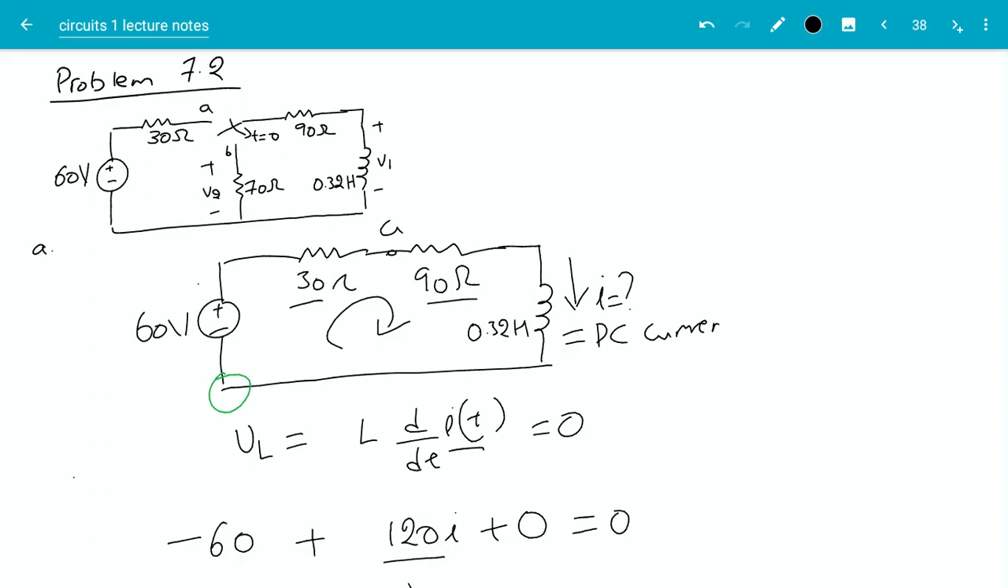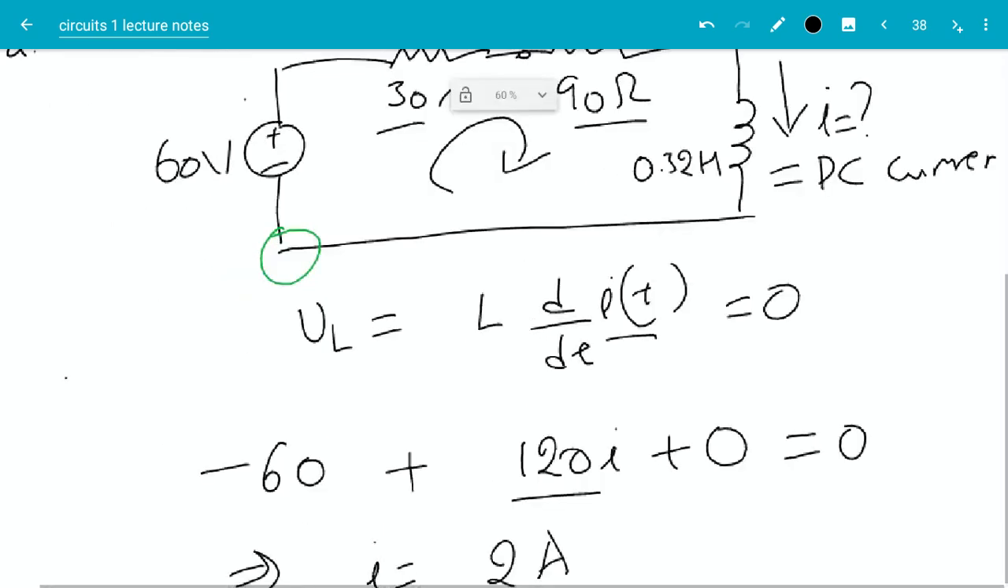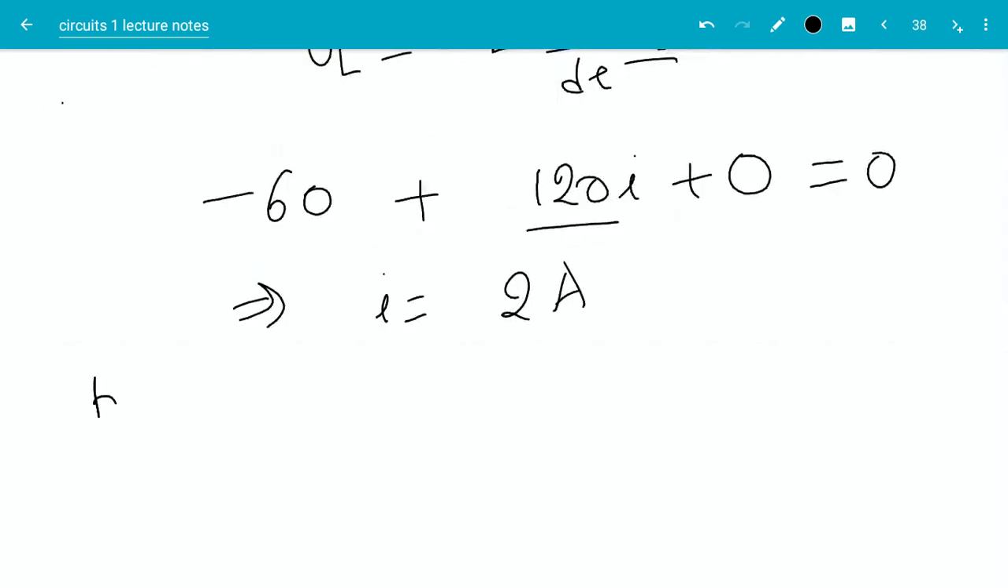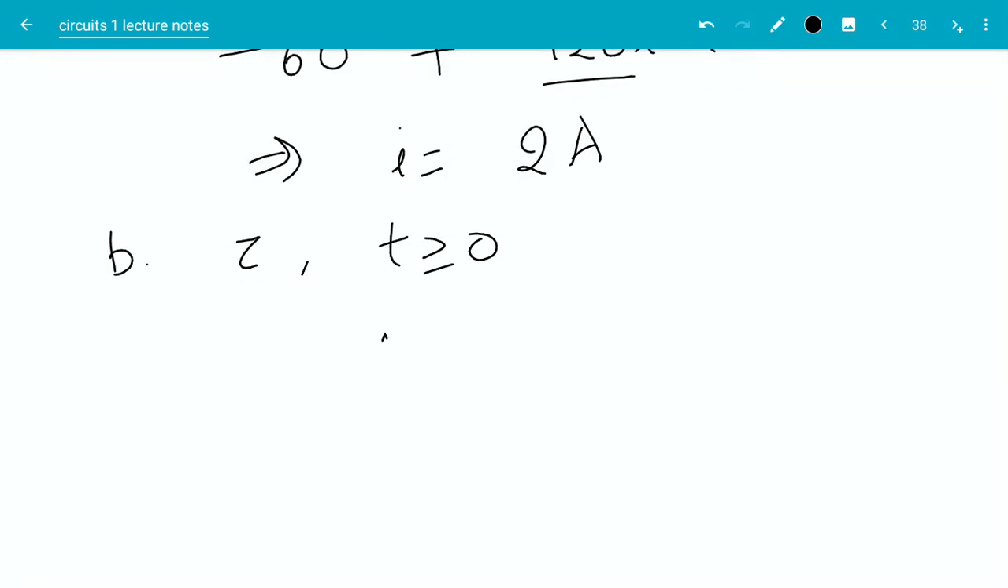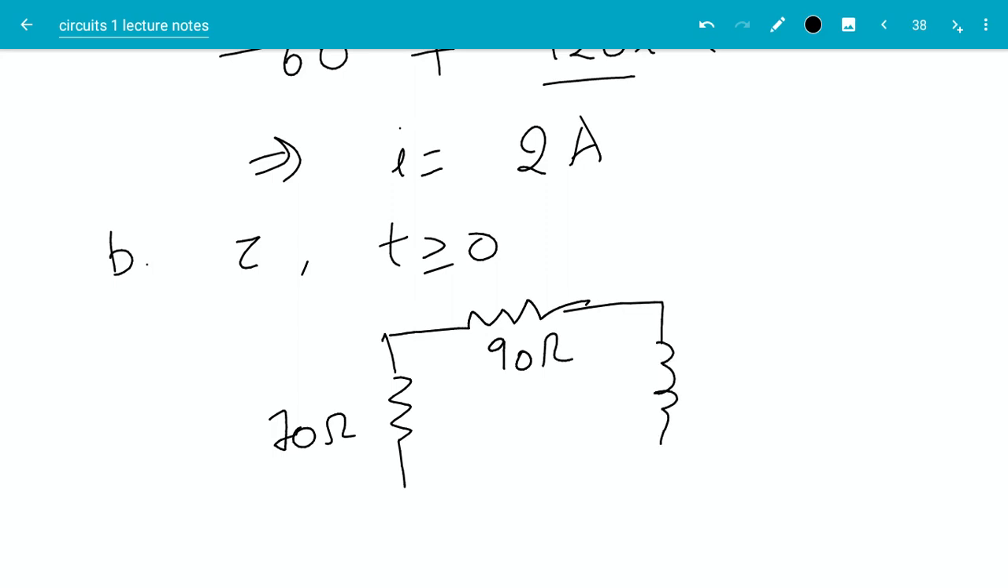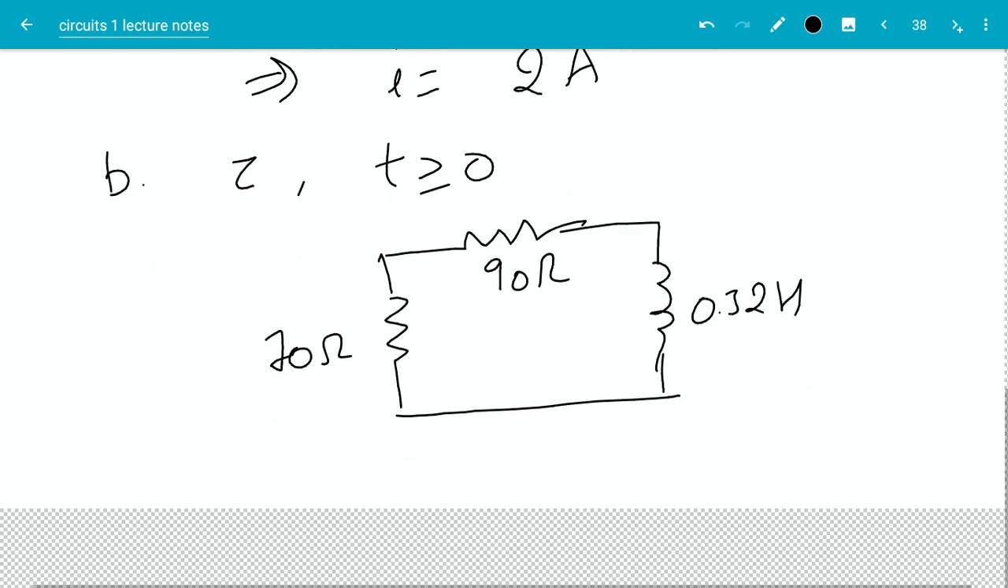Part B: determine the time constant of the circuit for t greater than or equal to 0. Let me draw the circuit for t greater than 0 and see how it looks. This is 70 ohms, this is 90 ohms, and the inductor is 0.32 Henry. This is how it looks.